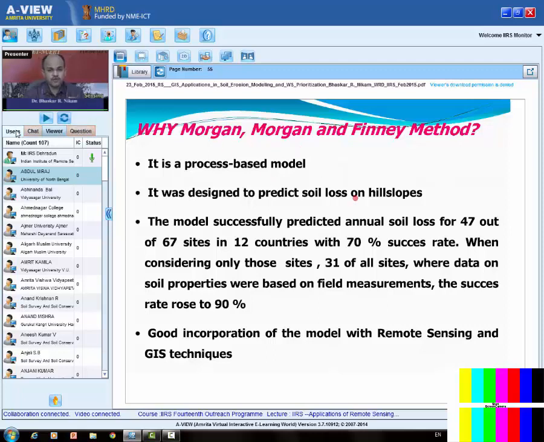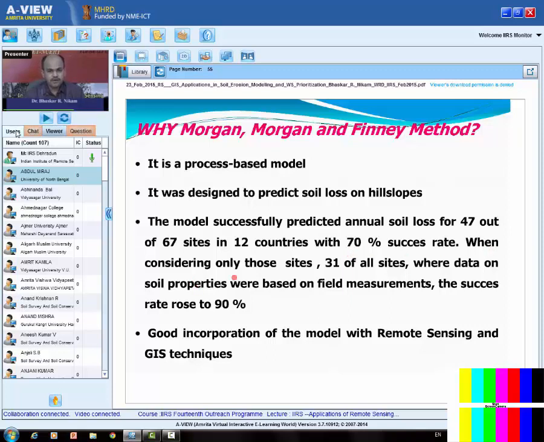But this kind of model, this MMF, is particularly designed for hill slopes. Now, when this model was actually validated, it gave a very good result in 47 out of 67 sites in 12 countries worldwide. So you can say the success rate was 70%.